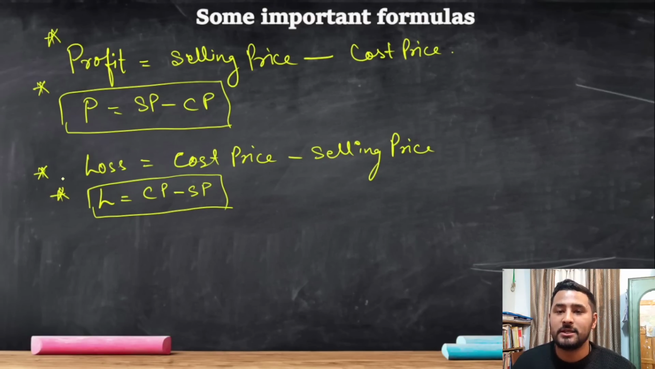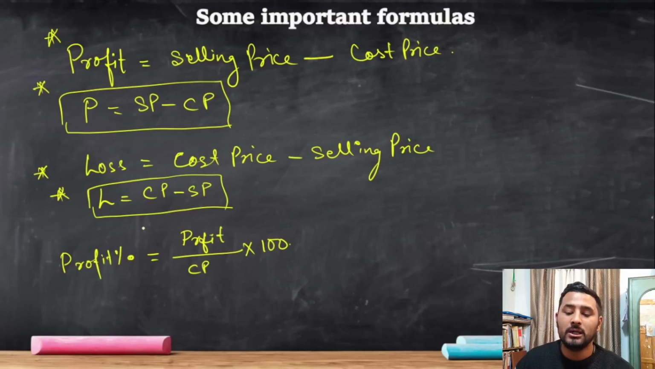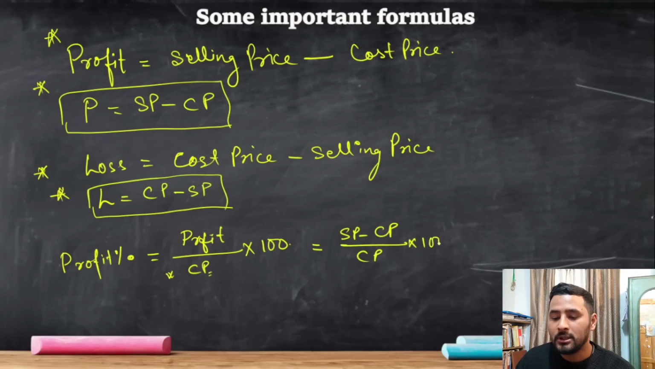Okay, now two more things that you should remember is profit percent. What would be profit percent? To get the profit percent, you should use the formula profit by CP into 100. Always remember the CP will be in the denominator because we'll compare everything with CP. Either profit or loss, we'll compare it with CP. So you can write this as our profit is SP minus CP by CP into 100. So this will be the formula for profit percent.